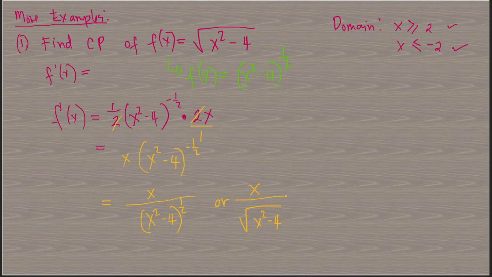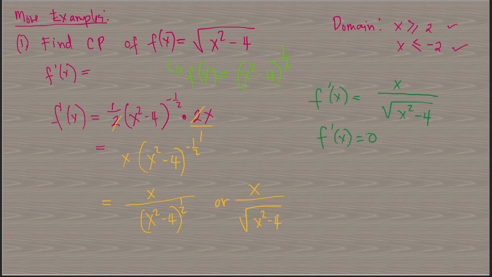But before going to the next step, setting our derivative to 0, we will first examine if there is a possibility that our derivative will not exist. Our derivative now is equal to x over the square root of x squared minus 4. So we will set this to 0.